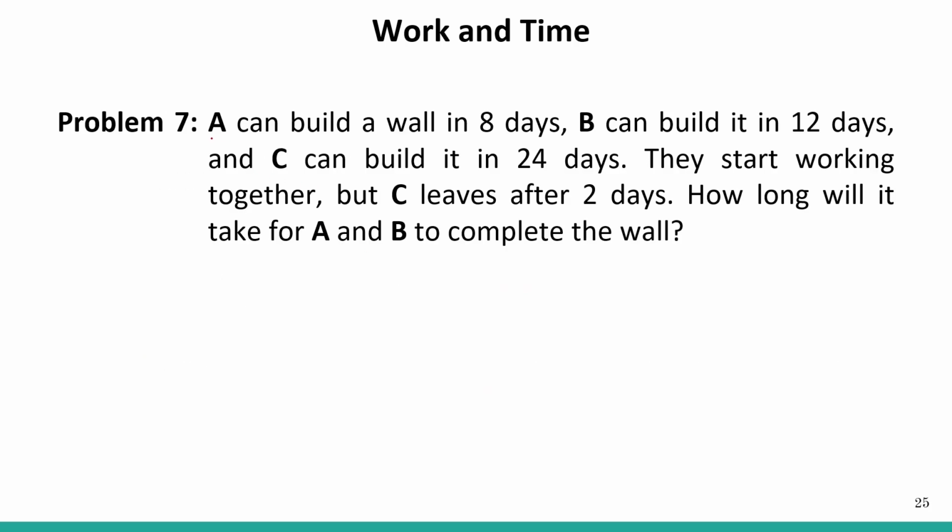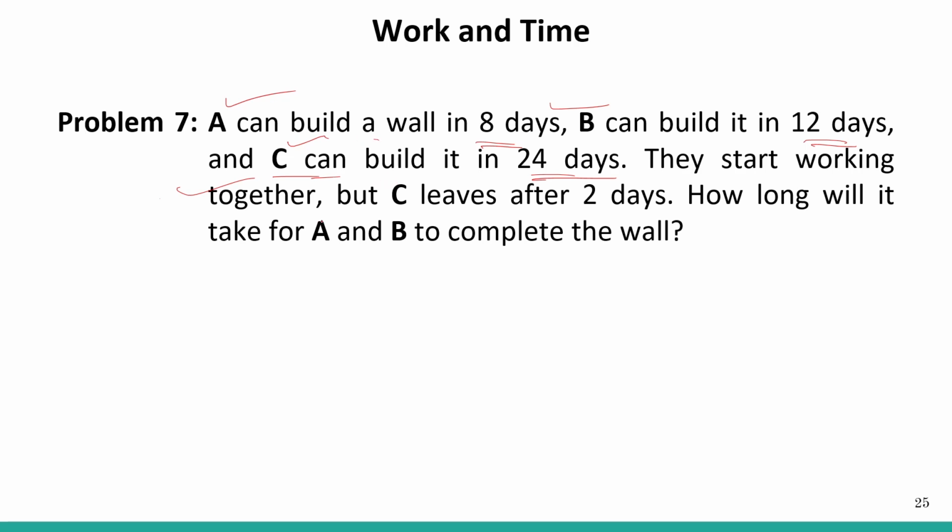Let's see problem number 7. A can build a wall in 8 days, B can build it in 12 days, and C can build it in 24 days. They start working together. So A, B, C, there are 3 people involved here. Till now we have seen work problems with 2 people involved, but in this case there are 3 people, and they all have different work rates.